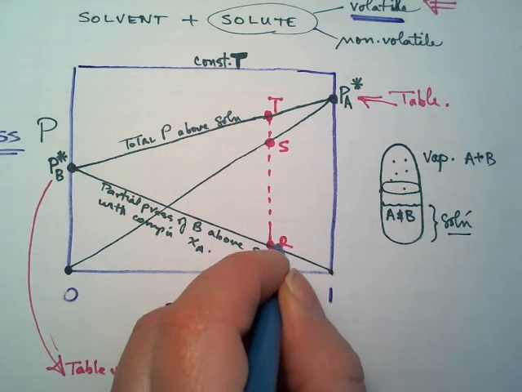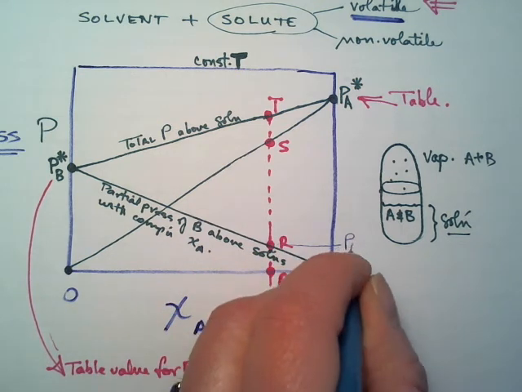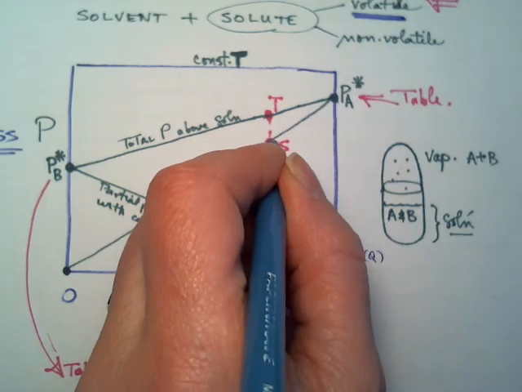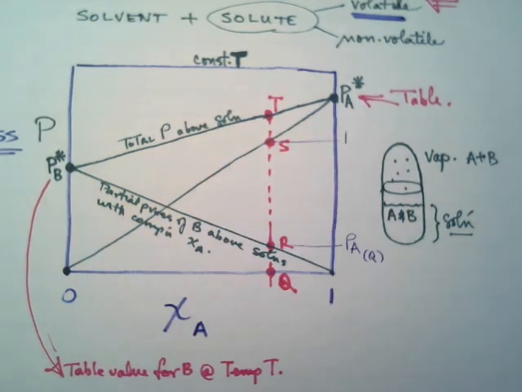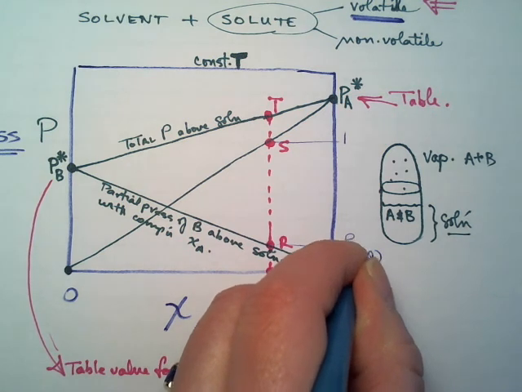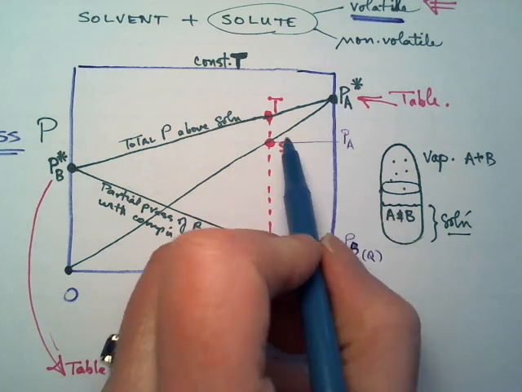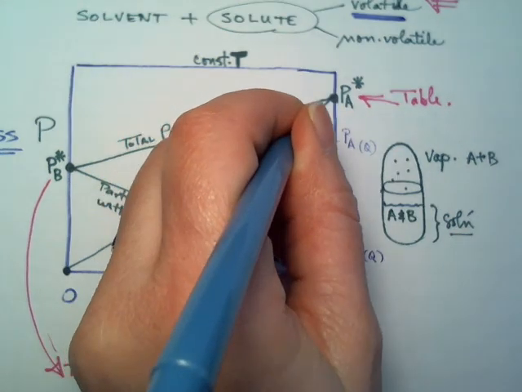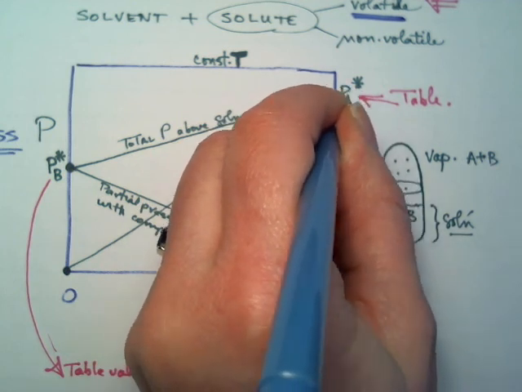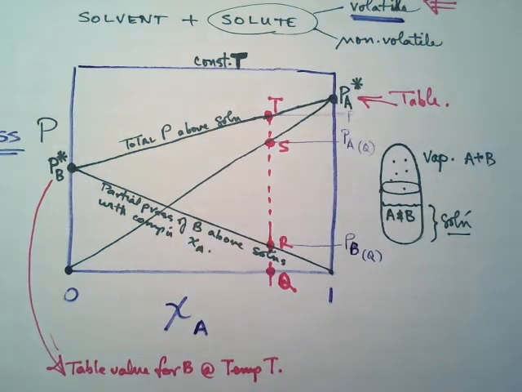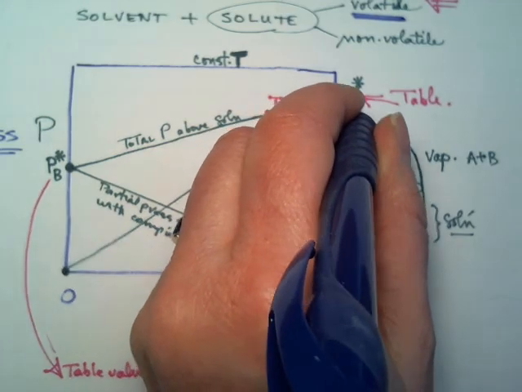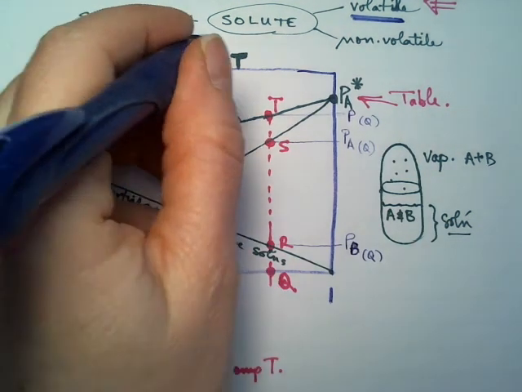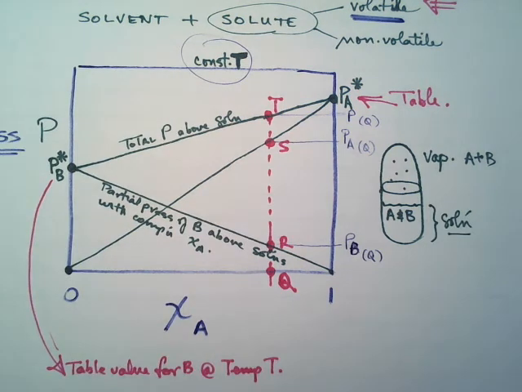And so let's do this. This would be PA above solution of Q. This would be, let's back up. That's PB. This one is PA, right, because it's on the A line, above solution Q. And this is the total pressure. Oh, my pen's running out. This is the total pressure above solution Q. It's neat, right? And it's all done at this temperature. Okay, so let's review here.